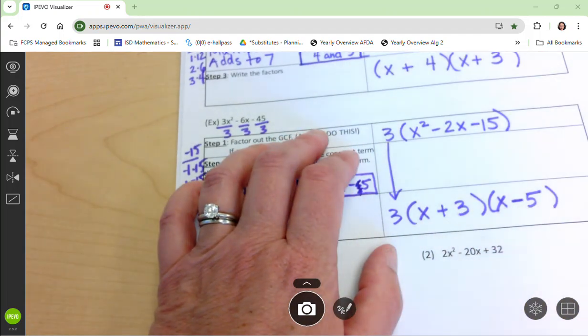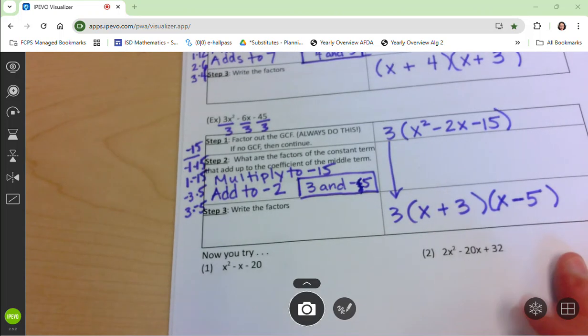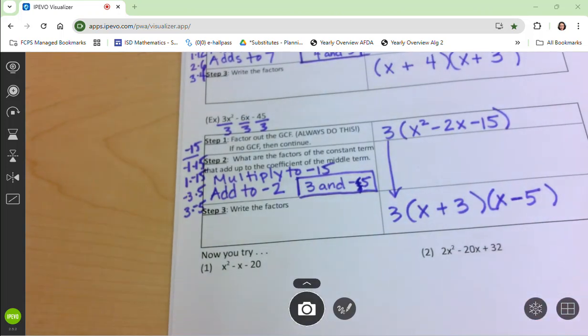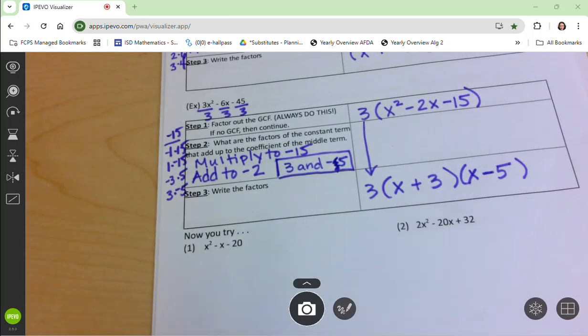So in this case, you should be able to factor out a GCF today for any problems that have a number in front of your x squared. Please try 1 and 2. We're going to go over those very soon.